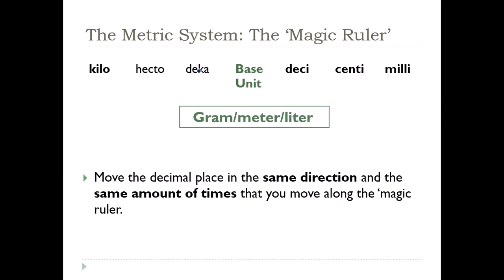Whenever you get your quiz or exam, just write this out: kilo, hecto, deca, base, deci, centi, milli. Just keep saying that to yourself. And then the base unit, the gram, the meter, the liter, would be here.